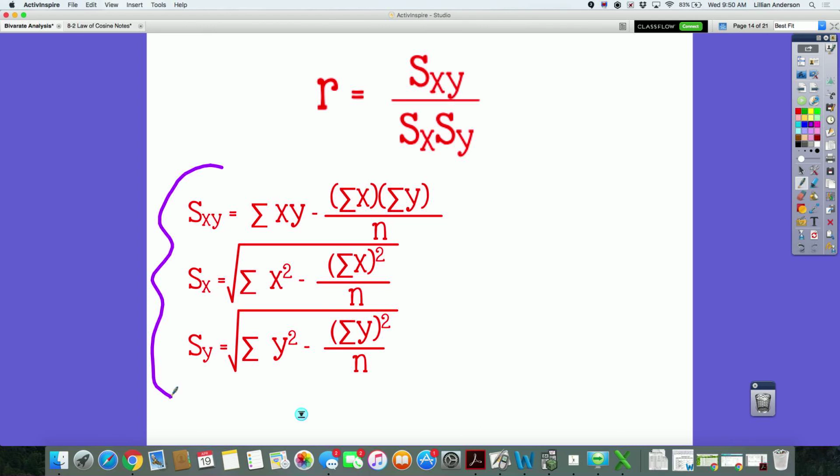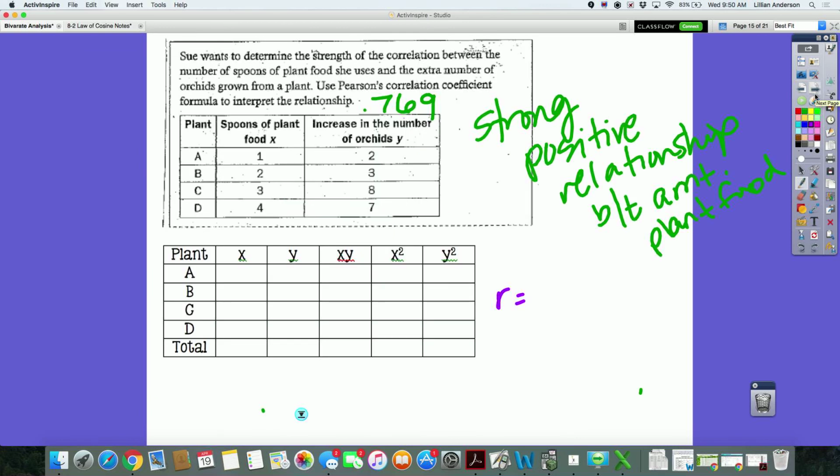It's also good to know, just in case they give you S sub xy, S sub x, and S sub y, and they ask you what is the correlation coefficient. You need to know the formula. Okay? So, what are my x's? 1, 2, 3, 4. Now I do need the sum of my x's, so what's that total? 10. What are my y's? 2, 3, 8, 7. What's the sum? 20. Okay, I need both of those for my formula.